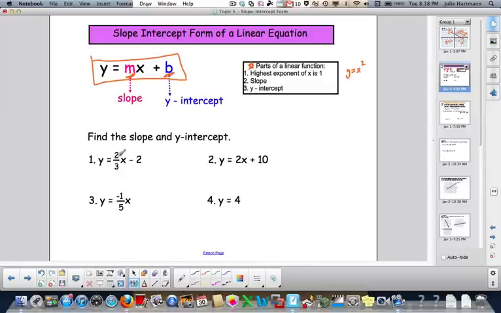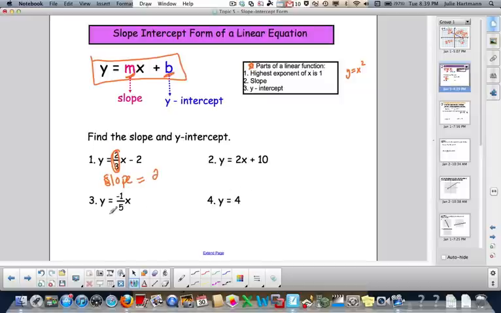So here, slope is 2/3, and my pen stopped working. Alright, so slope equals 2/3. And the y-intercept is this piece right here, the negative 2. Pen is not working at the moment, so let's just look at these. In number 2, the number in front of the x, the 2, that is our slope. Y-intercept is 10.